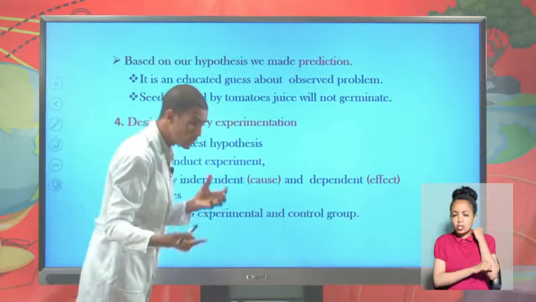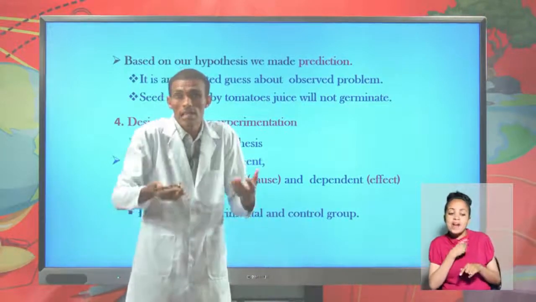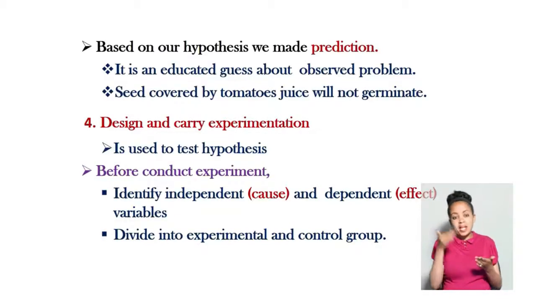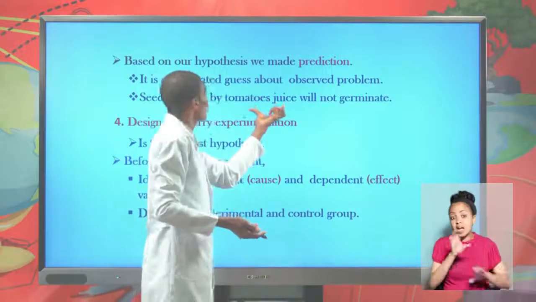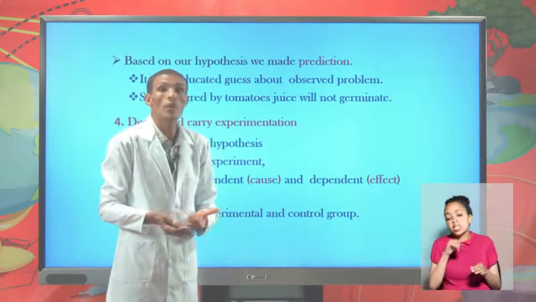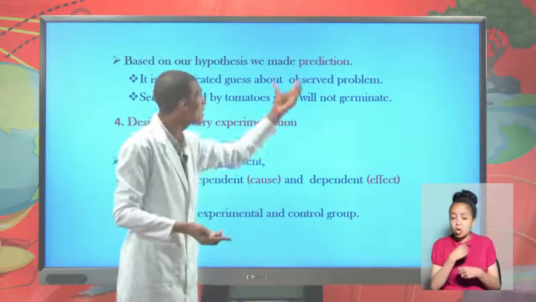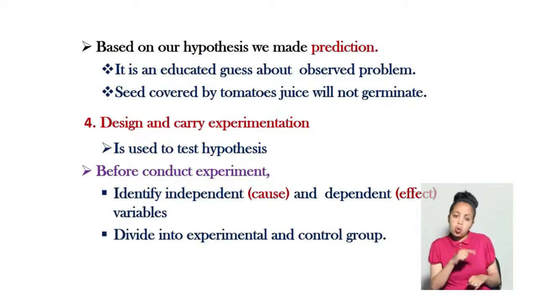Then, based on the hypothesis constructed, we predict our answer, or the outcome, a result that may be obtained. Here it may be an educated guess until it is disproved or proved. So our prediction may be that seed covered by tomato juice will not germinate, because there is a chemical in the tomato juice. We cannot conclude based on our prediction yet, because there may be another factor. We must check by experimentation.